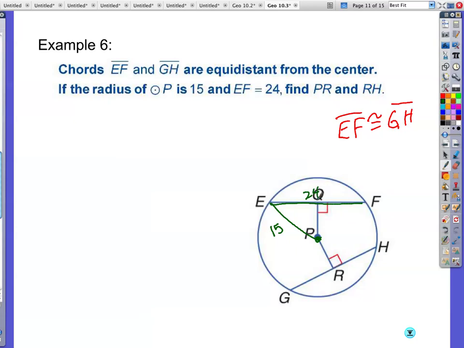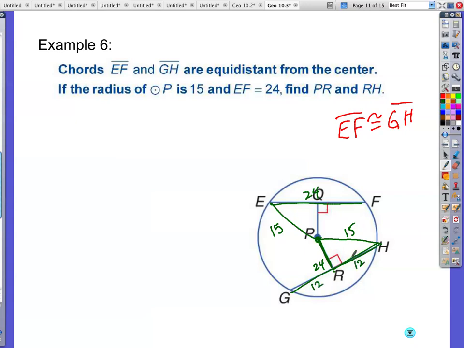Find PR and RH. Well, I'm going to put this over here, 24, okay? And I need to find PR, which is this piece. And then I also need to find RH, which is this piece. Oh, there's a lot of information I need to find in here. Okay, so this is 24. This is cutting down. I'm going to go ahead and put this 15 back in here. I'm going to put it over here on this side. Really, EF is 24, so this piece is 12, and this piece is 12 as well.